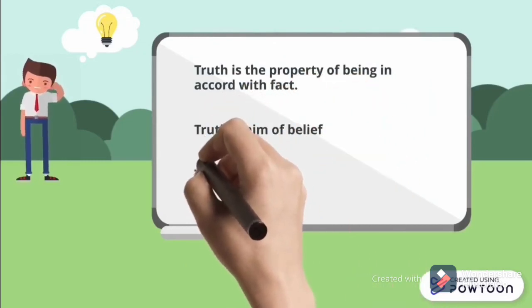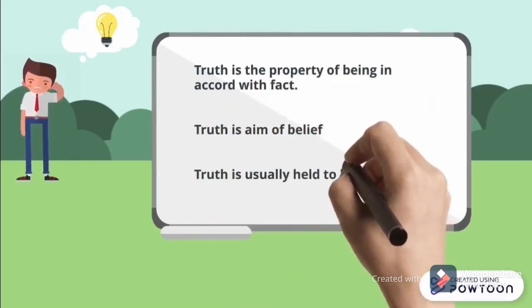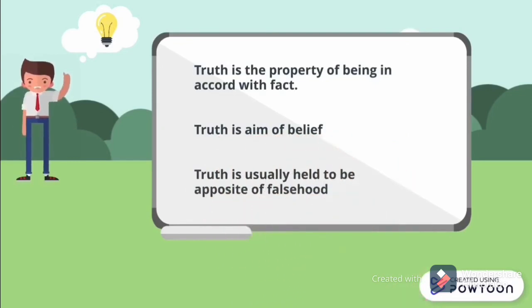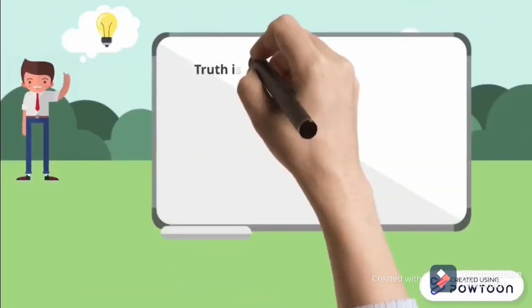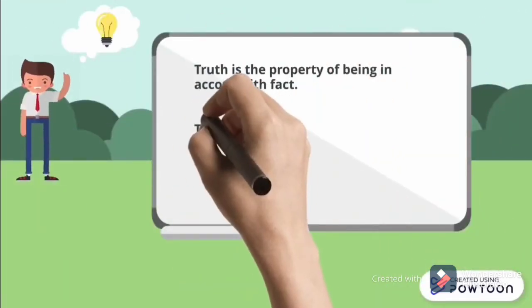Truth is typically ascribed to the things that aim to represent reality or otherwise correspond to it, such as beliefs, propositions, and declarative sentences. Therefore, truth is the opposite of falsehood.